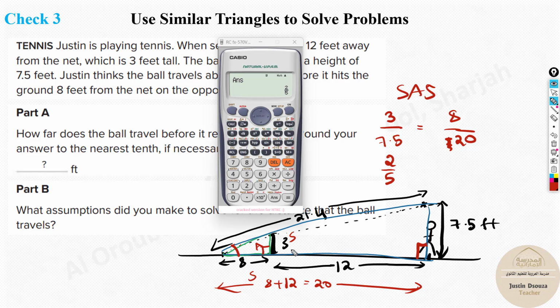So here, I can't take 12 because 12 is just till here. I need the entire length. Therefore, it is 20. Now I'll put that in the calculator. 8 divided by 20 is 2 by 5, because 4 is divisible. 4 twos are 8, so it's 2 by 5.